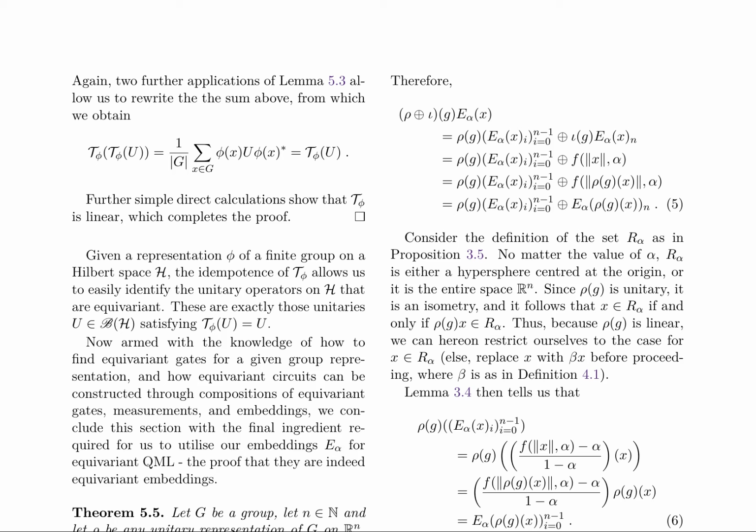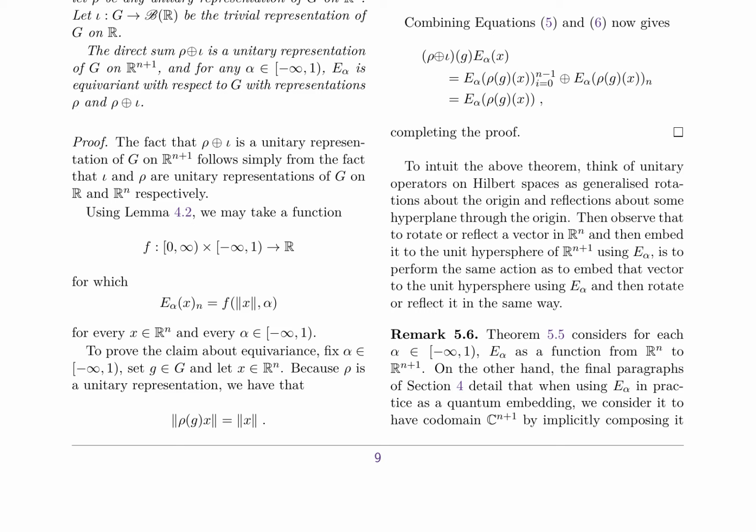The authors then focus on the construction of equivariant embeddings, specifically the proof of theorem 5.5, which states that the direct sum ρ ⊕ ι of a unitary representation ρ of a group G on R^n and the trivial representation ι is also a unitary representation of G on R^(n+1). Furthermore, the embedding E_alpha is shown to be equivariant with respect to G with representations ρ and ρ ⊕ ι.